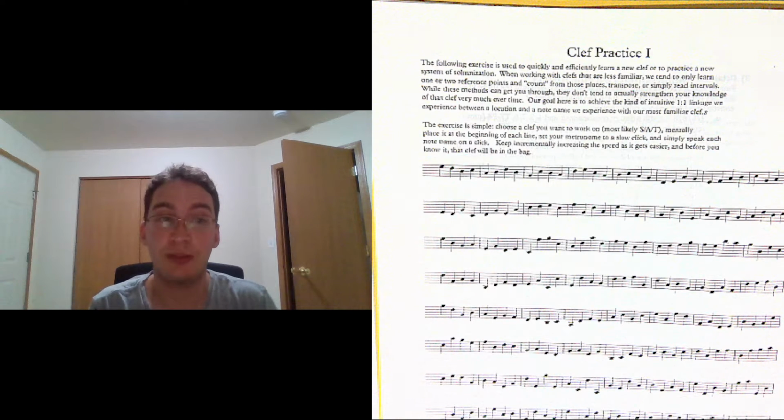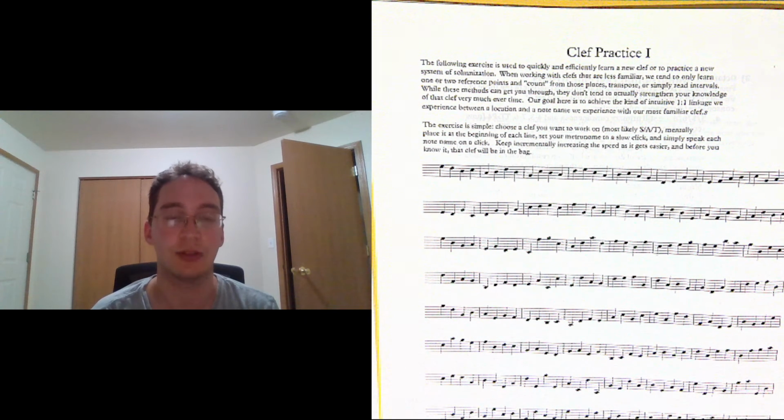So that is how I would recommend learning alto clef and all of the clefs moving forward. Very useful technique, courtesy of one of my music theory professors, Matt Curley, at the Eastman School of Music.